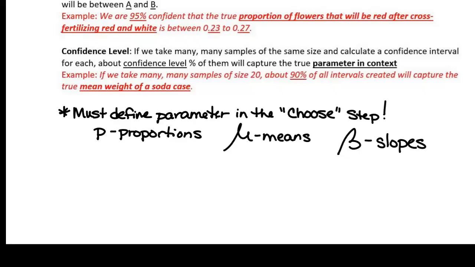Interpreting our confidence level: if we were to take many samples the same size and calculate a confidence interval for each one, about blank % of them will capture the true parameter, whatever that parameter happens to be in our context.